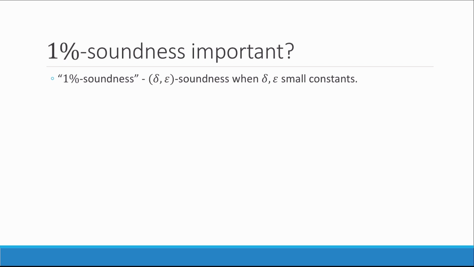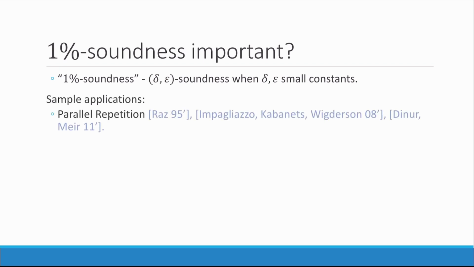This setup is extremely important in many applications. I think the first application that comes to mind is the parallel repetition theorem that was proven by Raz in 95 and then improved and extended in various ways afterwards. Basically, this theorem says that we can take a PCP with low soundness guarantees and transform it to PCPs with high soundness guarantees using some agreement test that is 1% sound.